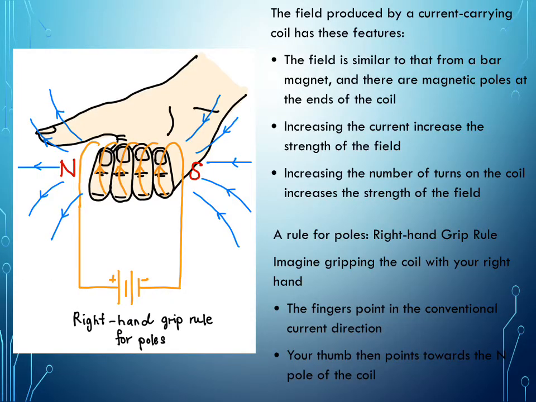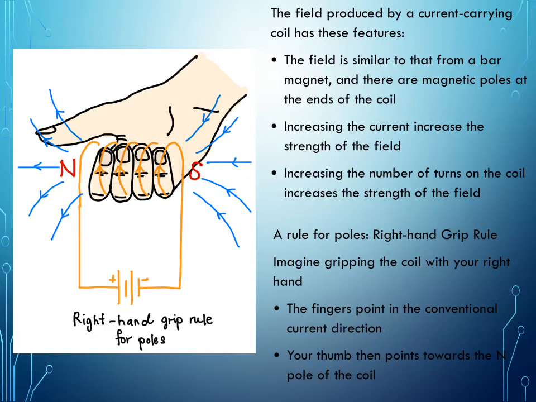So here we come. How can we determine the pole of the solenoid? Kan dia sama macam bar magnet. So kalau bar magnet, kita dah tahu dah which one is north, which one is south. Tapi untuk solenoid, kita kena tentukan sendiri. Okay, so macam mana kita nak tentukan? Kita tengok dekat ayat sini.